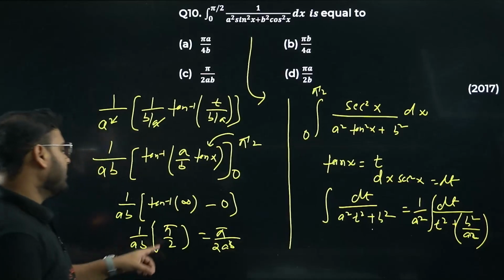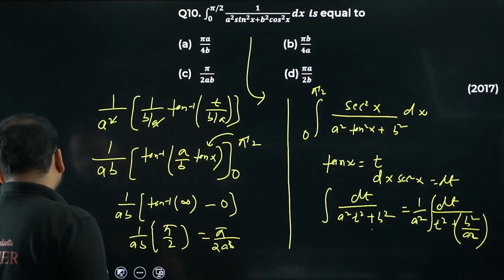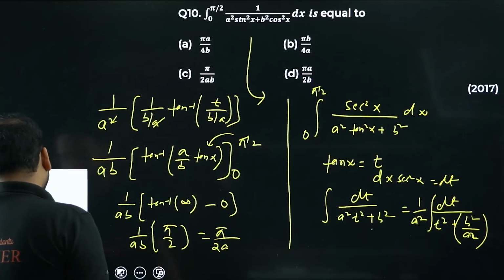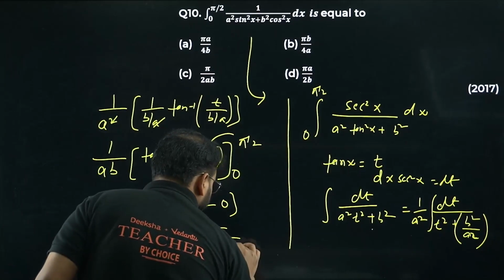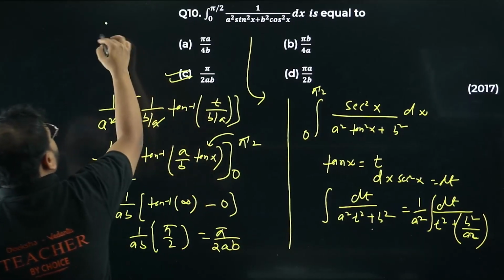How come? Tan pi by 2 is infinity, right? So tan inverse of infinity will be pi by 2 only. So pi by 2ab is your correct answer. Have a look. Answer will be C. I hope this is clear.